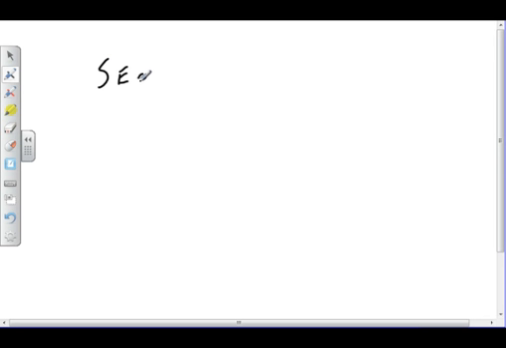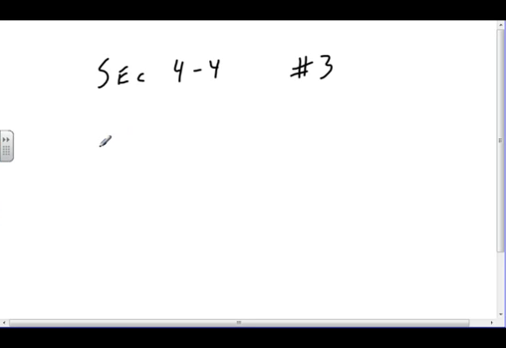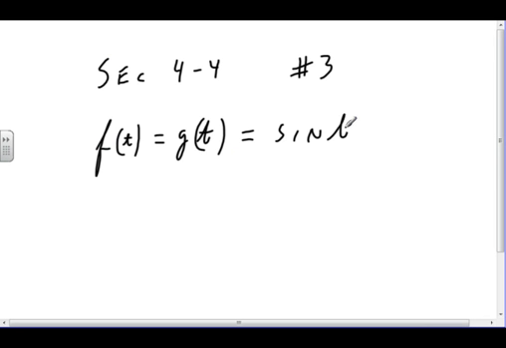We're in section 4-4 looking at problem number 3 because Andy can't do the problem. That's bold if anybody wanted to know. And we find that f of t and g of t are both sine t.